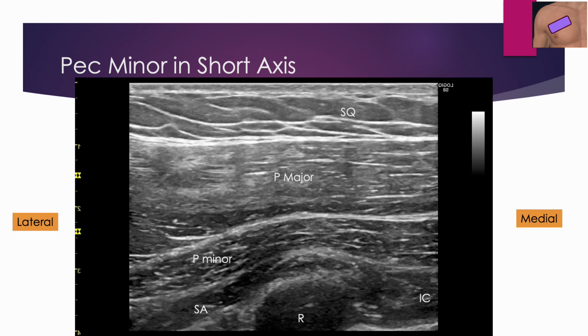The transducer is then placed horizontally to show similar layers, including subcutaneous, pectoralis major, pec minor, and to the left side, the serratus anterior muscle, the bony shadow of a rib, and then intercostal muscles. Just below that, the white line is pleura.